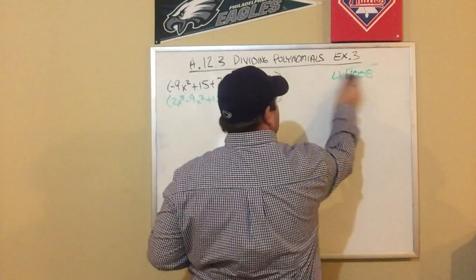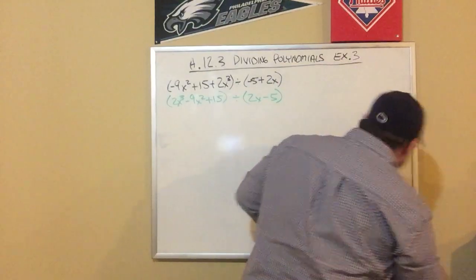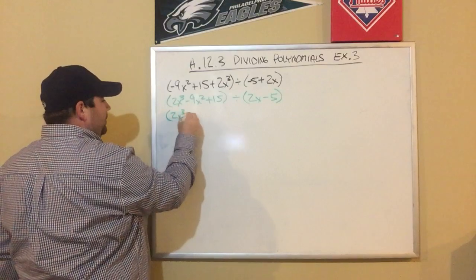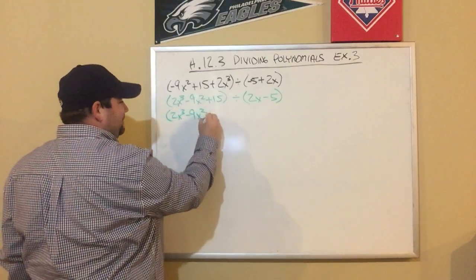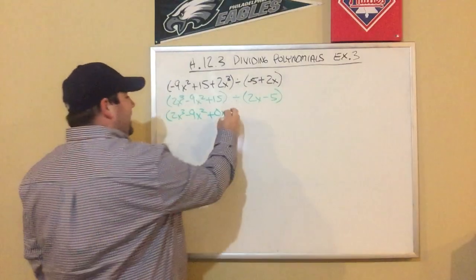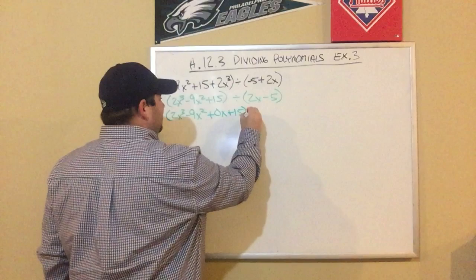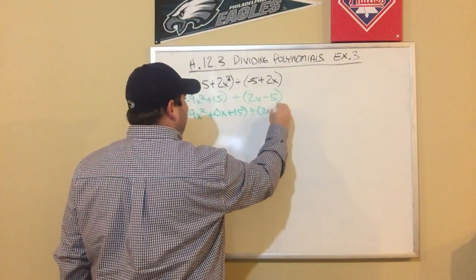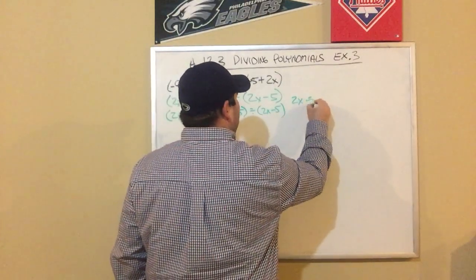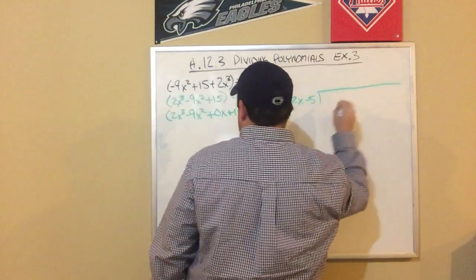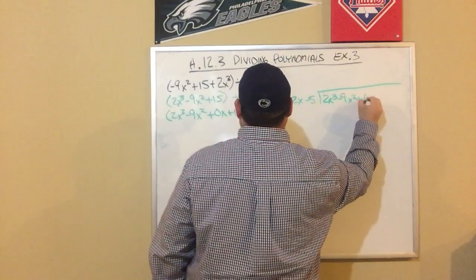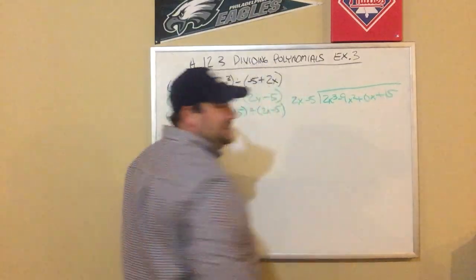I'm going to erase that because I'm going to need that part of the board in a minute. So I'm going to rewrite this again as 2x to the third minus 9x squared. In the x spot, I'm just going to put 0x because I can do that. I'm not changing the value of this expression by adding a 0x in there. And that's going to be divided by 2x minus 5. And now I can do the long division. So I'm going to set it up. I'm going to have 2x minus 5 going into 2x to the third minus 9x squared plus 0x plus 15.